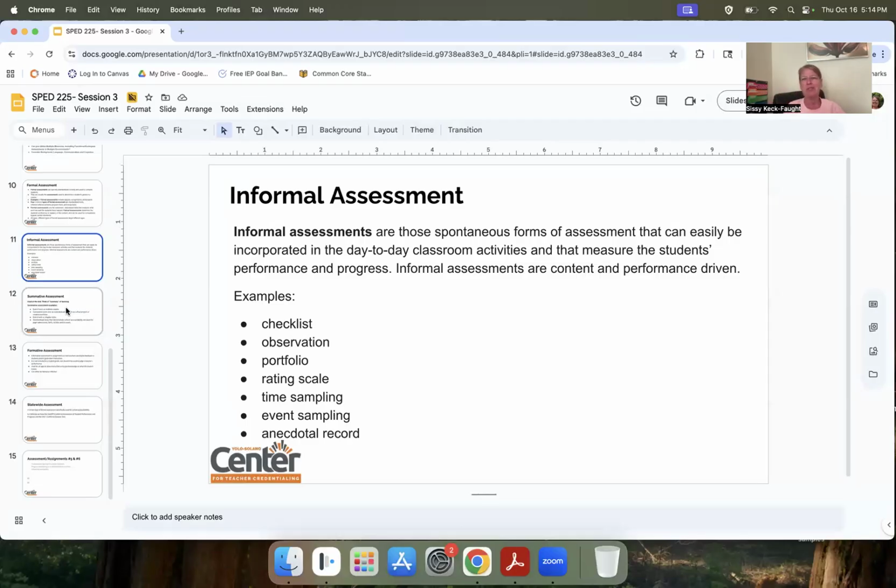You could even do this as an exit ticket, where they do one little problem for you or something like that. That was just quick and easy, informally gathering some data that you might use to look at goals, to put into your reports.